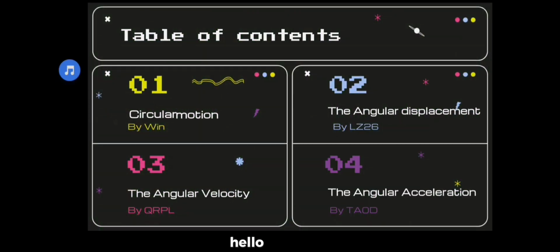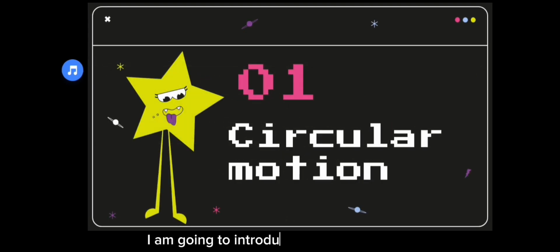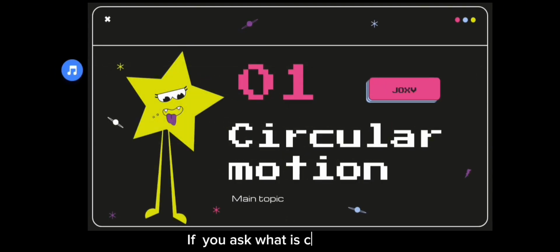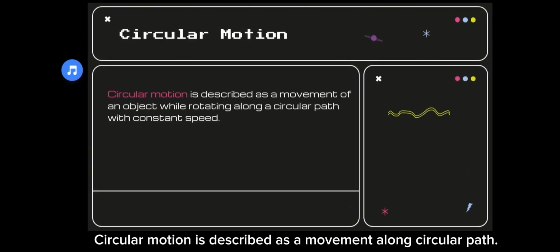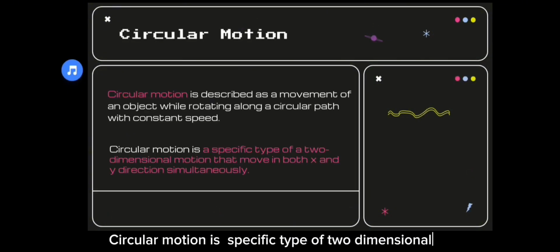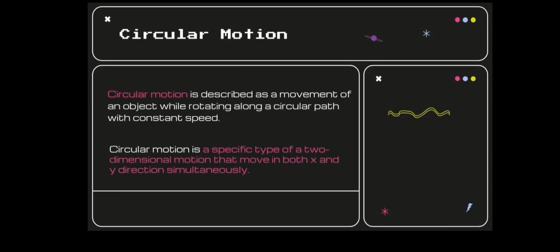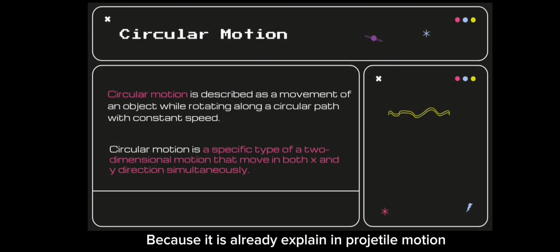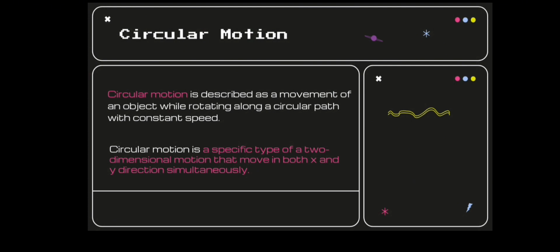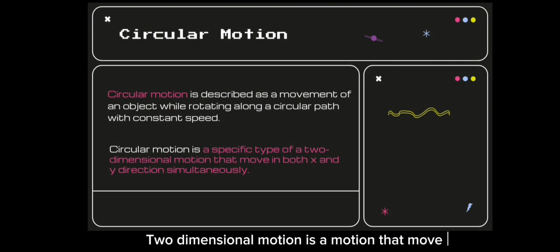Okay, let's get started. Hello everyone, I'm going to introduce what circular motion is. Circular motion is described as the movement along a circular path. Circular motion is a specific type of two-dimensional motion. I think you all know what two-dimensional motion is because it was already explained in projectile motion, but I will explain again. Two-dimensional motion is motion that moves in both x and y directions simultaneously.